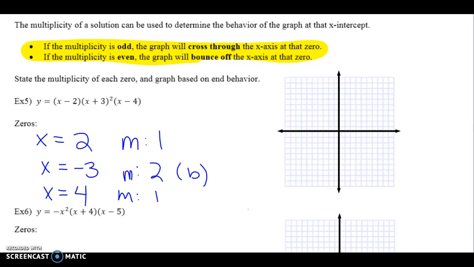What's our end behavior going to be? What's our degree? Our degree is 4. And is it positive or negative? Positive. So it's going to be an up, up. So I'll start out with that end behavior. Now I'm going to graph these x-intercepts. So x equals 2. X equals negative 3. And sometimes I even put a b right there, just again to remind myself it's going to bounce when I graph it. And then x equals 4.